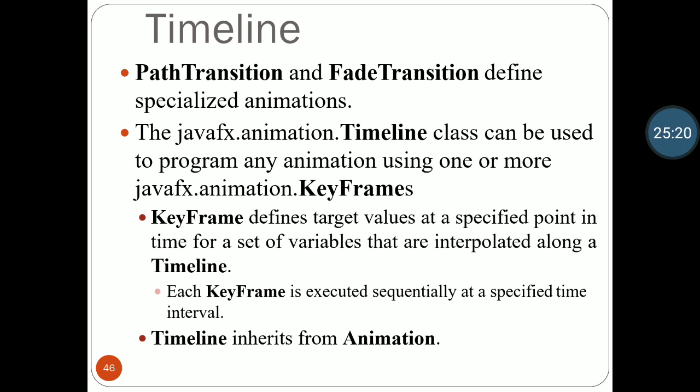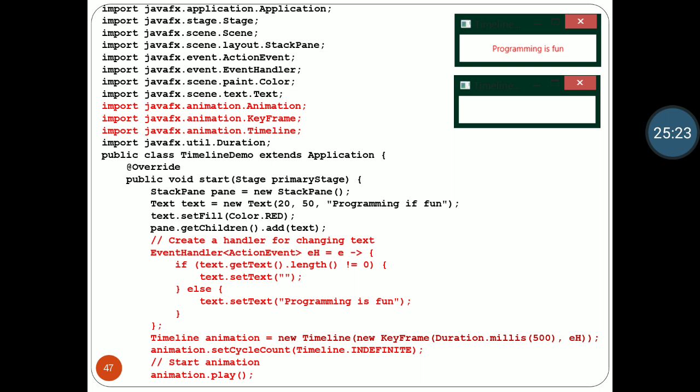Timeline inherits from Animation. Here is an example in which we have taken three classes: Animation, KeyFrame, and Timeline. And we are creating a handler for changing text. We have put a "Programming is fun" text and we are changing it with no text. Means if an event occurs, then the handler will change the text and it will set nothing. Means "Programming is fun" will disappear.